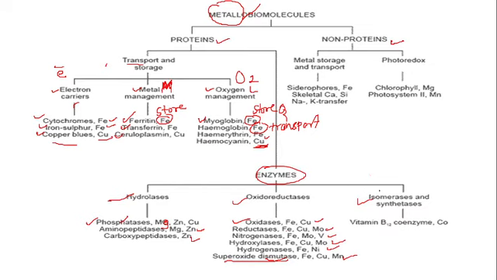Okay, afterward, next type, that is what? Isomerase and synthase enzymes. These include vitamin B12. This also contains cobalt as the central metal, and this topic we will learn in detail.